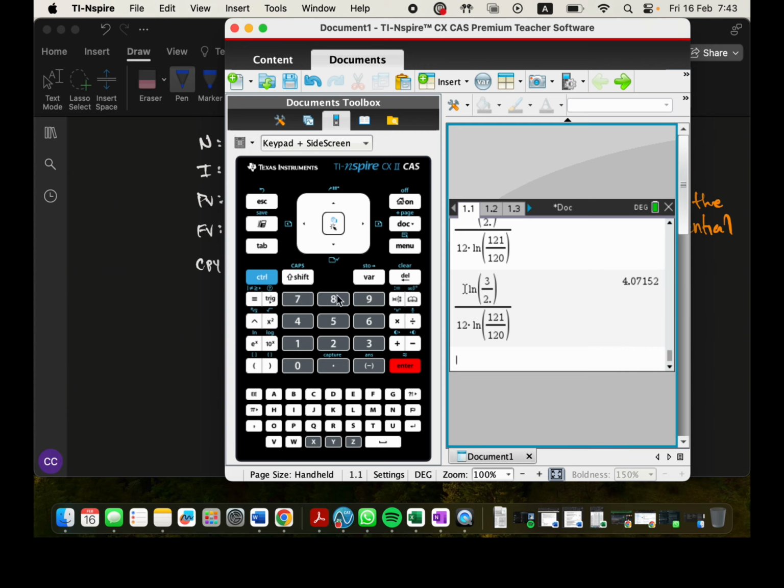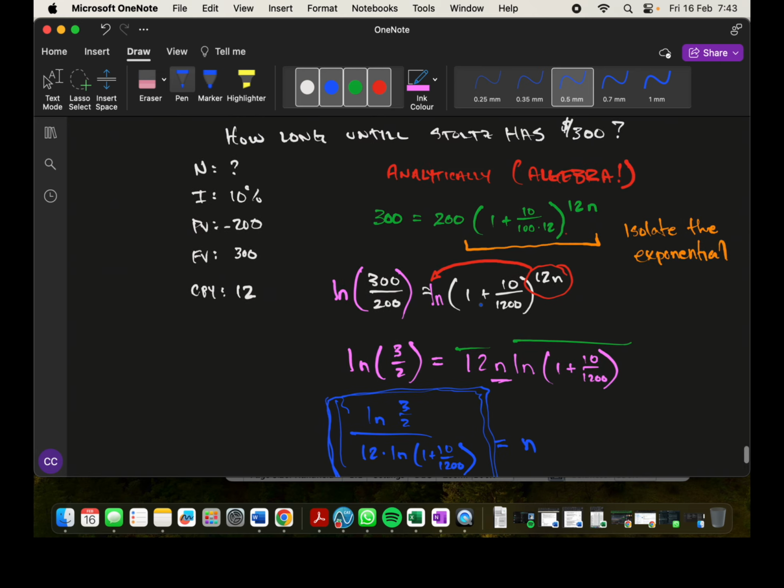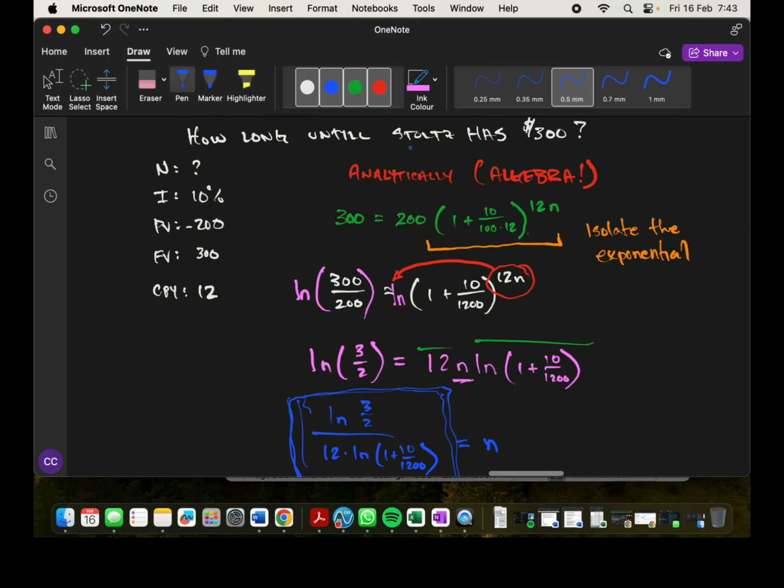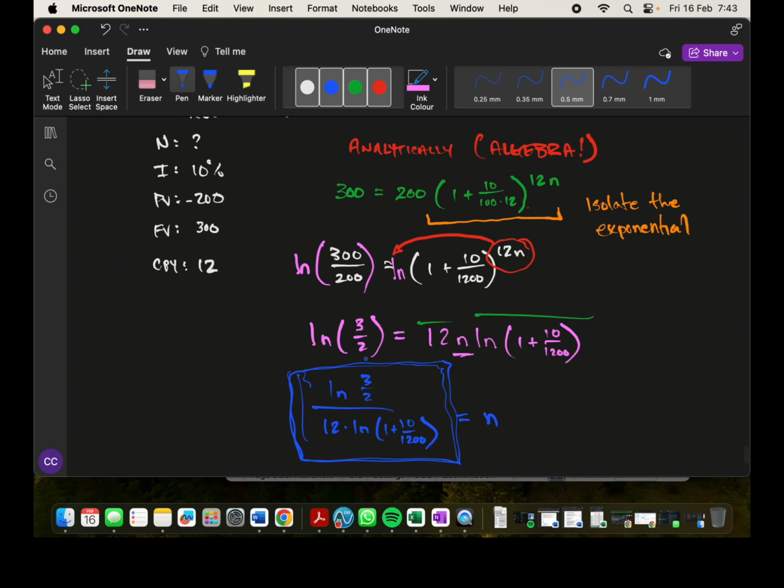So this is just another way of approaching it. This is the more advanced analytical way. This is what I'm expecting of you in order to get a 6. Now, I hope that that is helpful.